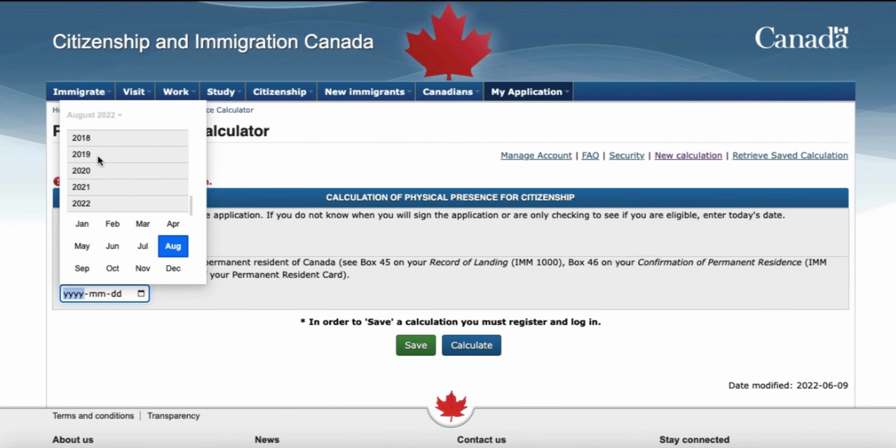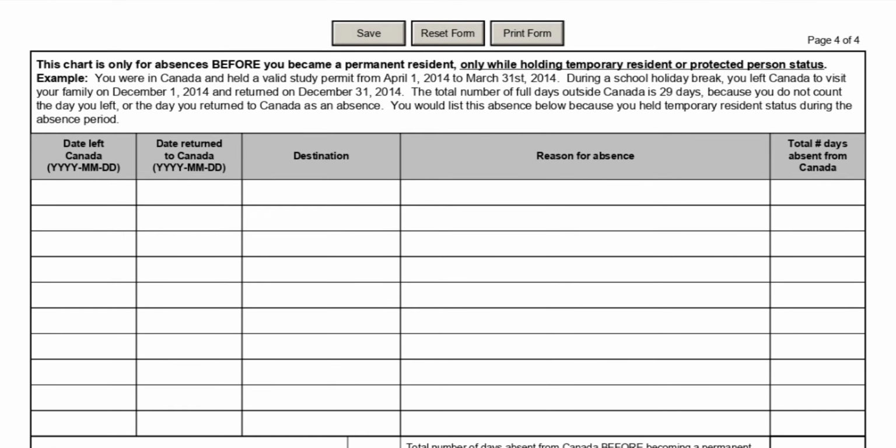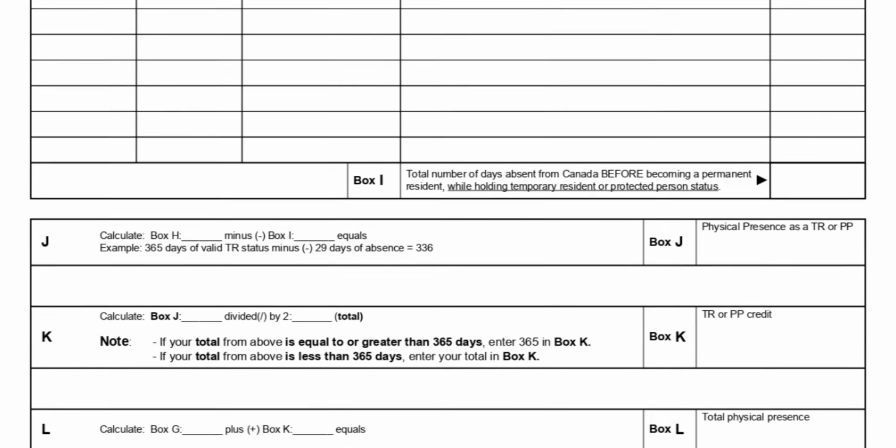To use the physical presence calculator, you must enter an exact date. If you do not remember the exact dates, check your passport and other records like banking records, travel itineraries, and receipts to help you determine your date of travel. You cannot use any time spent in Canada without the authorized status of temporary resident, protected person, or permanent resident for your physical presence calculation.